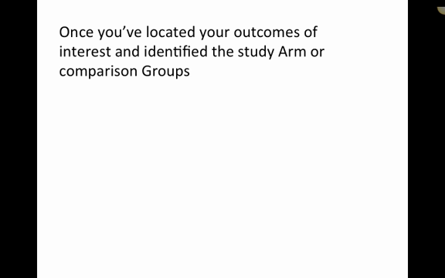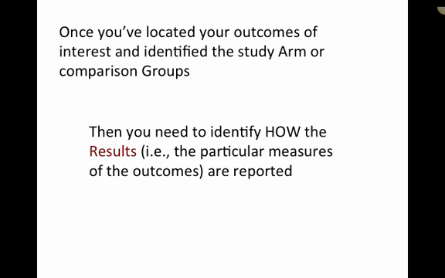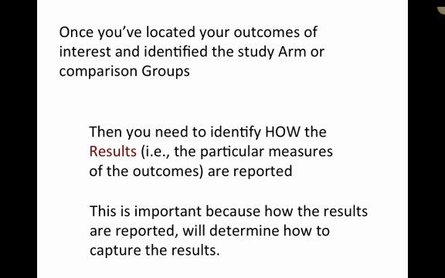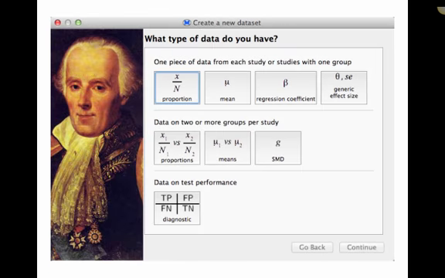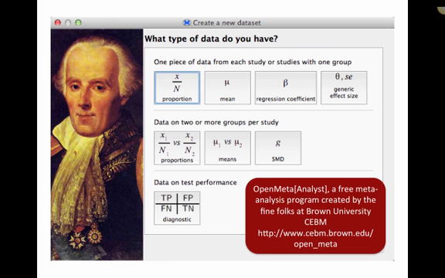Now, once you've located your outcomes of interest and identified the arm or comparison groups, then you need to identify how the results, that is to say the particular measures of the outcome, are reported. And this is important because how the results are reported is going to determine how you capture the results. A really helpful tool is the Open Meta-Analyst program, a free meta-analysis program created by the fine folks at Brown University Center for Evidence-Based Medicine. And there's the URL to get this.